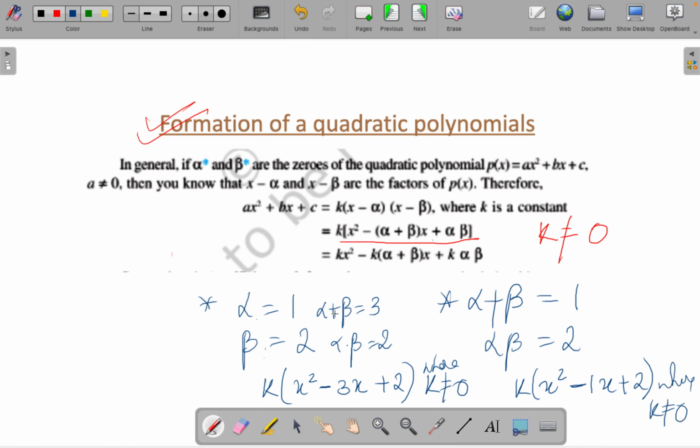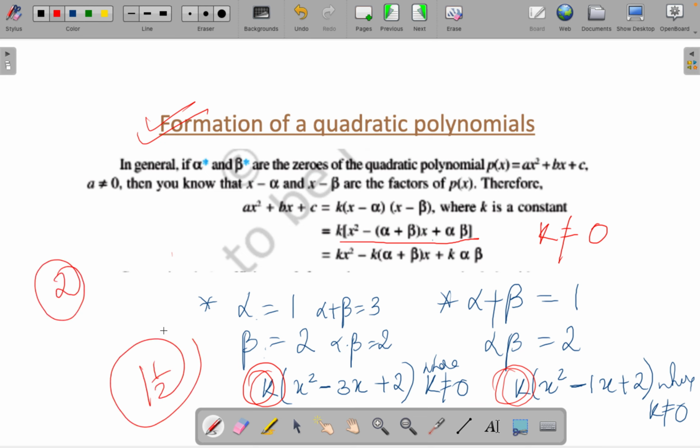Now, if you forget to write this k in your board examination, and the question is of 2 marks, you will just get 1.5 marks. So you should know that the significance of k is very important. You have to write a non-zero multiple, that is k. I have already explained to you why this k is written.